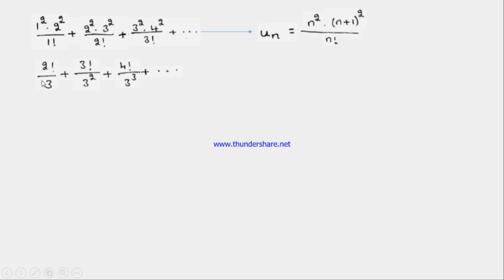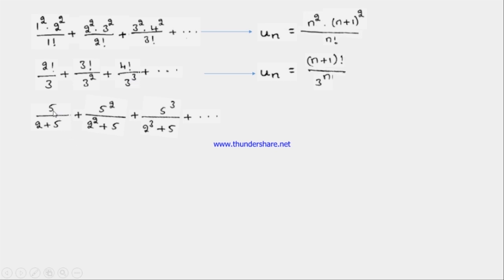Okay. Now have a look at the numerator. First term 2 factorial, second term 3 factorial, third term 4 factorial. That means these numbers are associated with n plus 1. So my un carries the numerator as n plus 1 factorial, and in the denominator this base is constant, 3, 3, 3 throughout. But look at the power. First term power is 1, second term power is 2, third term power is 3, which means I should get 3 power n. Next example.